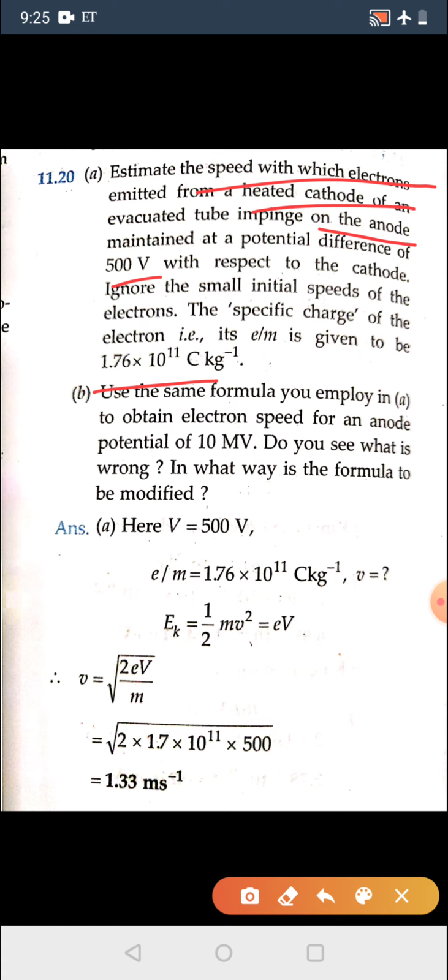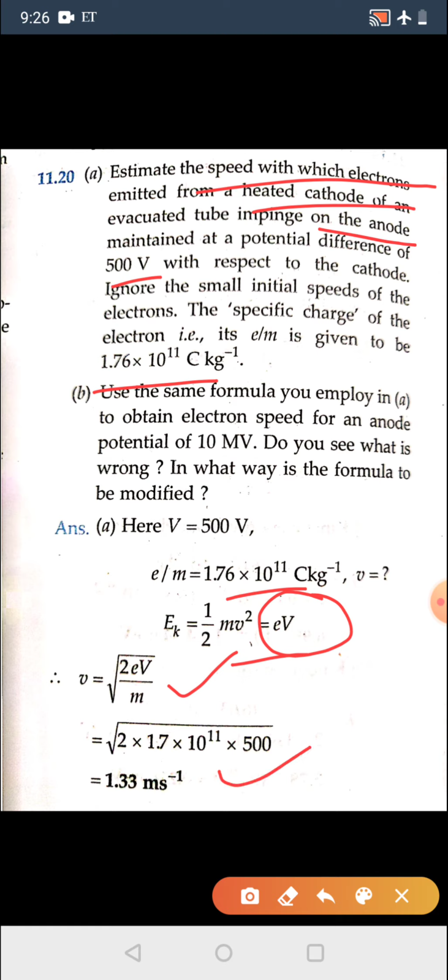So first of all, the e by m ratio is given, and half m v square is equal to the potential energy. Potential energy is equal to potential into charge, that is eV. So if you substitute it, you will get this much speed.